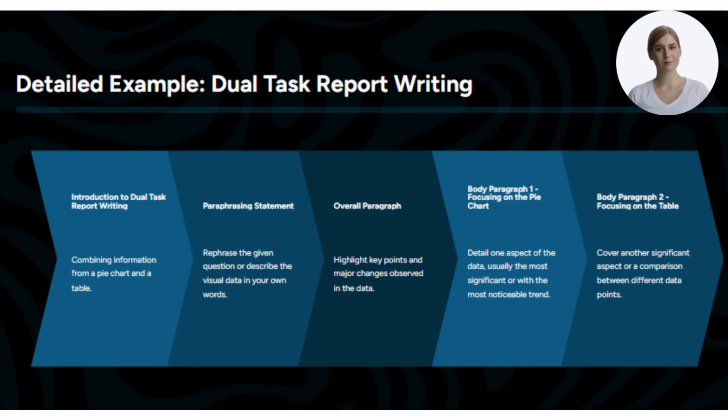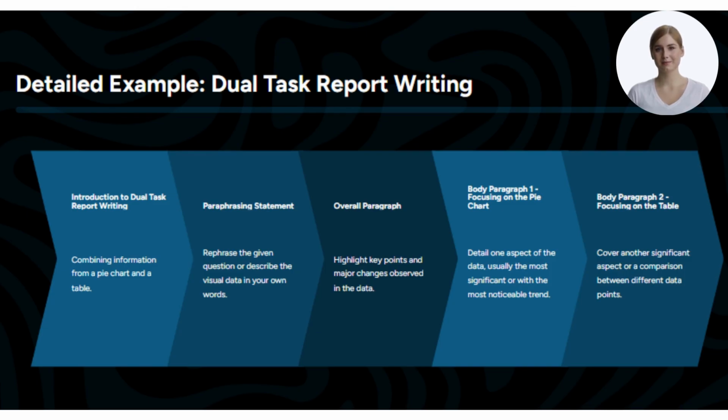Detailed example, report writing for a dual task, pie chart and table. Sample task. The pie chart below shows the career paths of anthropology graduates from one university after finishing their undergraduate degree, while the table shows the average salaries of these employed graduates 5 years after graduation. Step-by-step report writing. Paraphrasing statement. Introduction. The pie chart illustrates the various career paths taken by anthropology graduates following their undergraduate studies, while the table depicts the average salaries of these graduates 5 years into their careers.